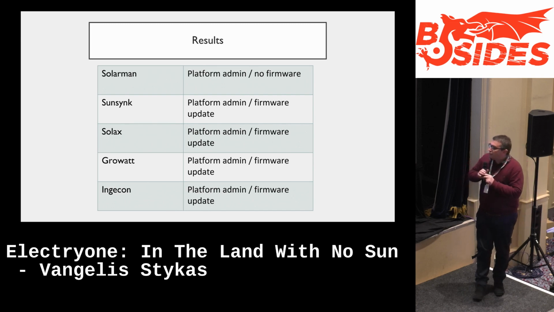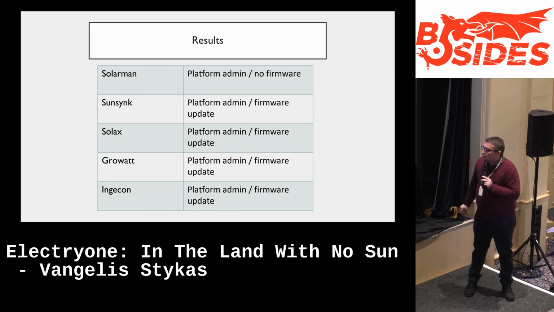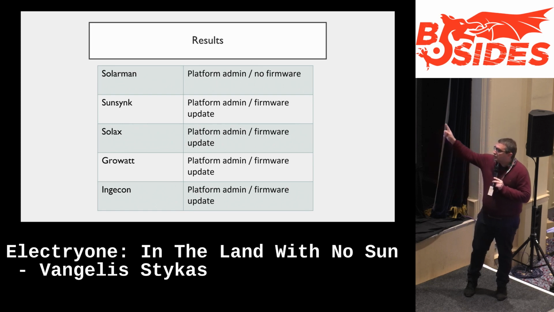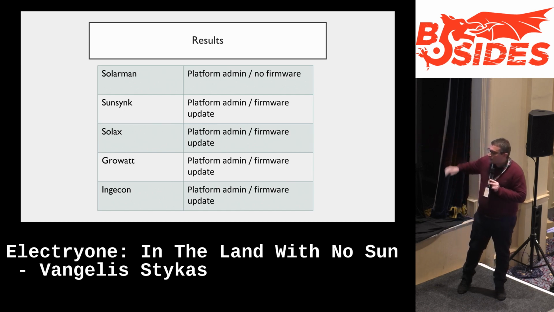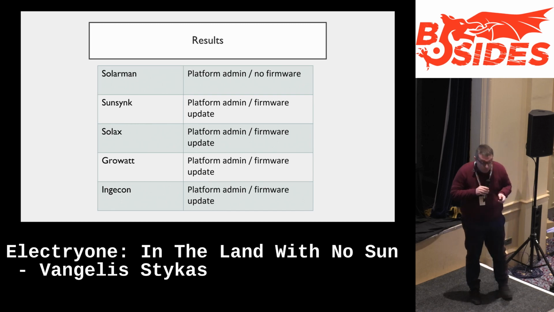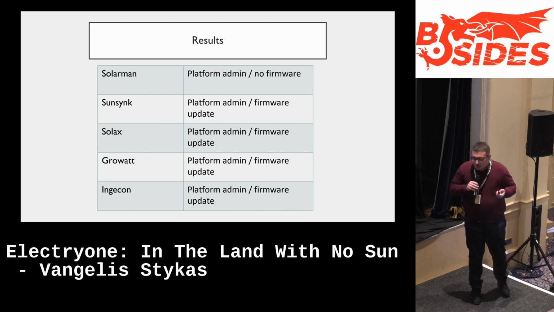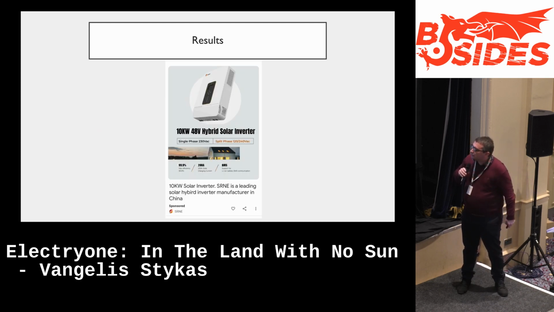These are the 5 platforms that I took a look at and successfully exploited. SolarMan, I got platform admin, but there was no firmware update. SunSync, Solax, Growatt, and Injecon, I got platform admin and firmware update, which means that I could potentially brick everything because, as you might think, there is no signing in the firmware. There's just firmware update. You send it, and they update it.